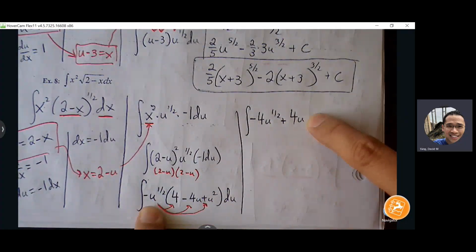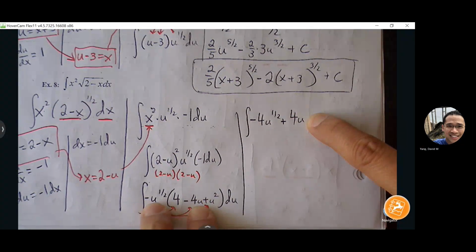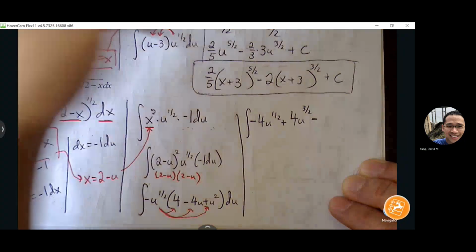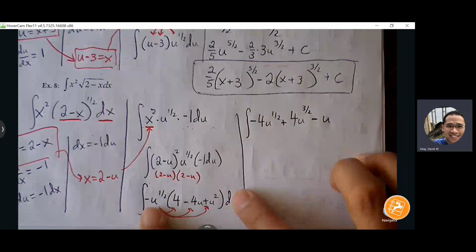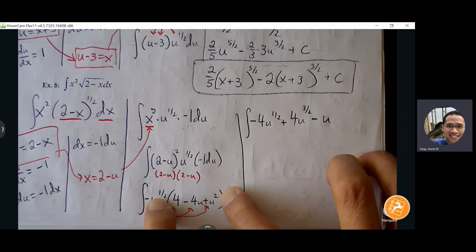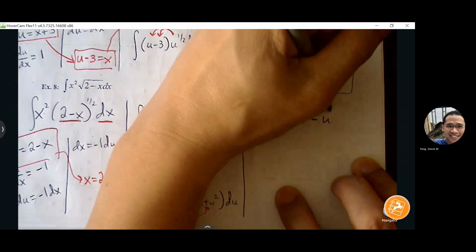What's my next exponent going to be? 1/2 and 1 gives me 3/2. 2 and 1/2 gives me 5/2, right? 4/2 plus 1/2.